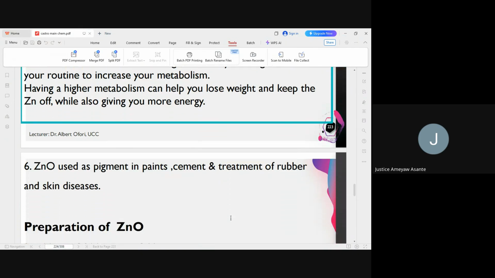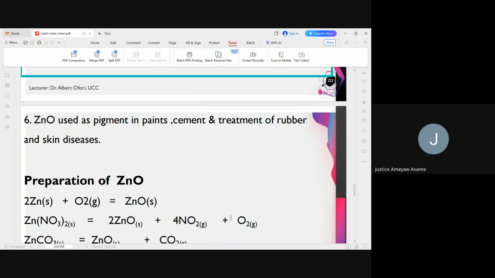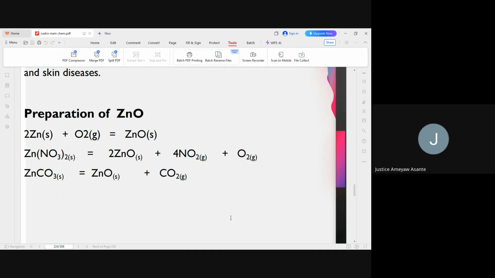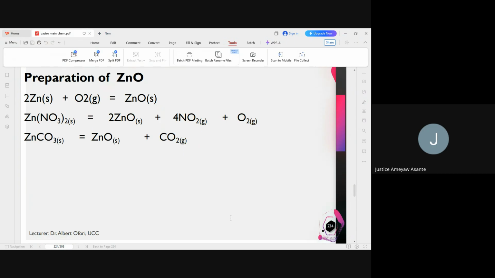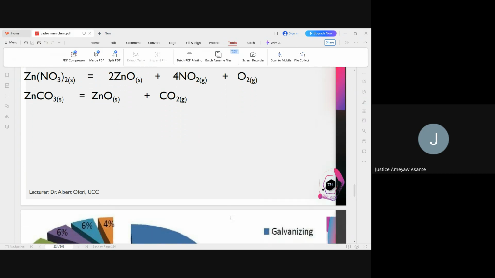Zinc oxide is used as pigments in paints, cements, and treatment of rubber and skin diseases. How do you prepare zinc oxide? You have zinc solid, you expose it to oxygen and form your zinc oxide. Or you have your zinc nitrate, you heat it and it breaks down to zinc oxide, nitrogen dioxide, and oxygen. The same way, when it's carbonate, you heat it and it also decomposes.